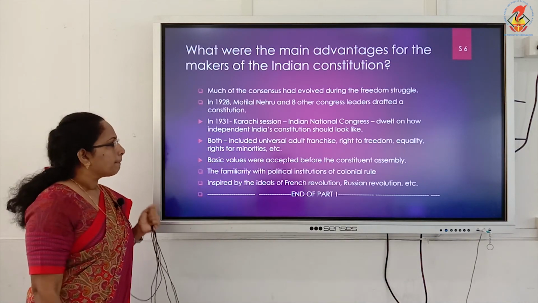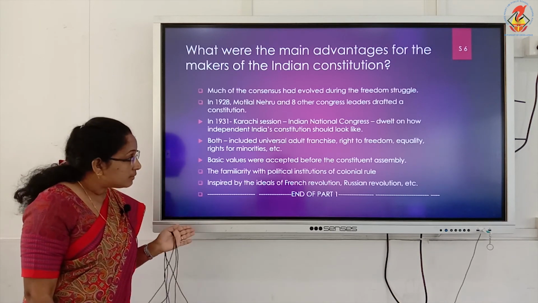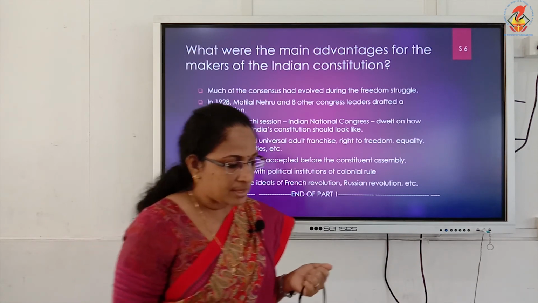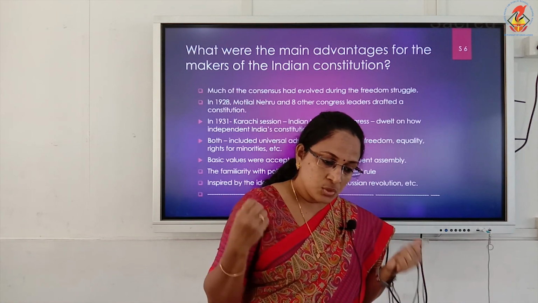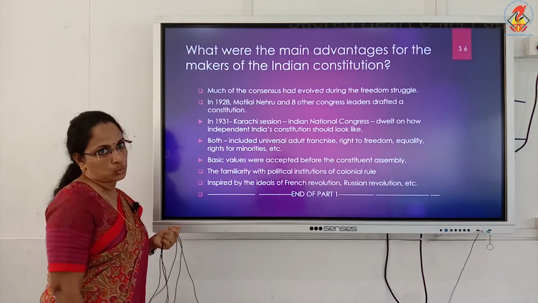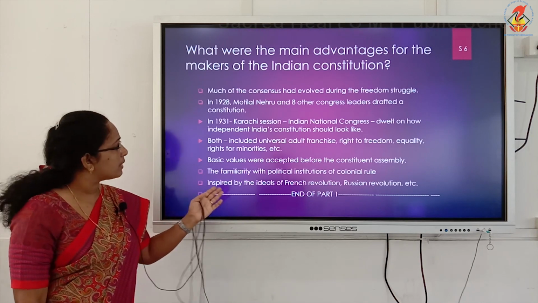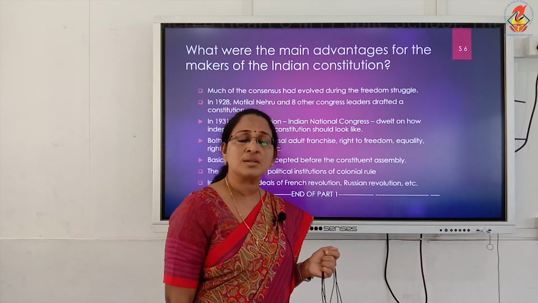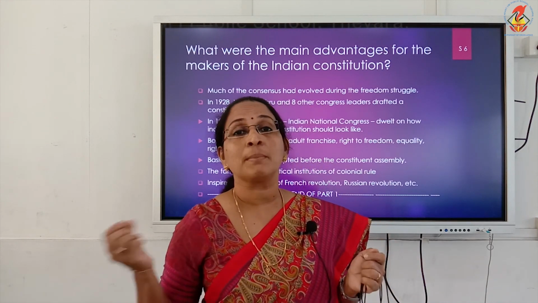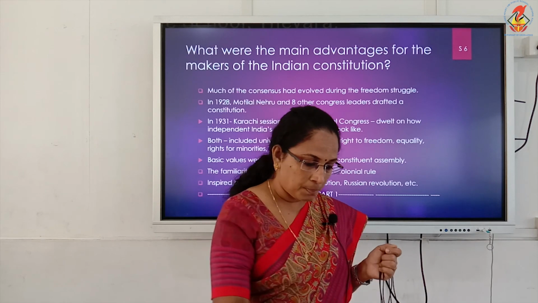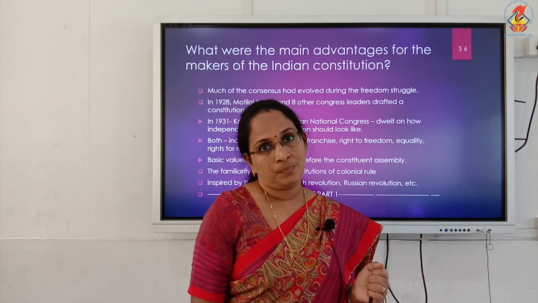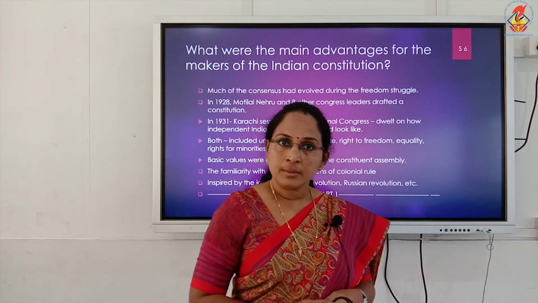And the familiarity with the political institutions of colonial rule, that is another advantage, children. That means much of the details and procedures we have adopted from colonial rule. And the last one, inspired by the ideals of the French Revolution and Russian Revolution, mainly values. They have given importance to social and economic equality. We'll continue in part 2.